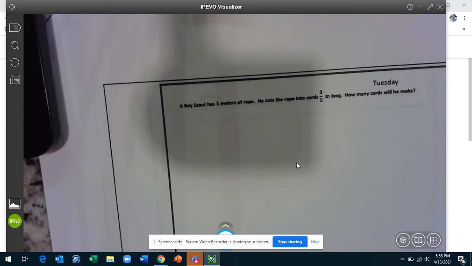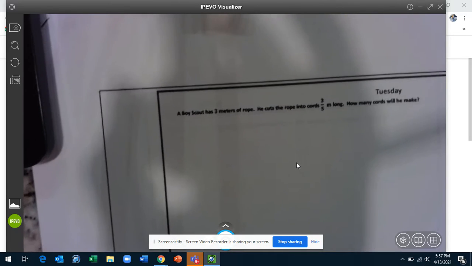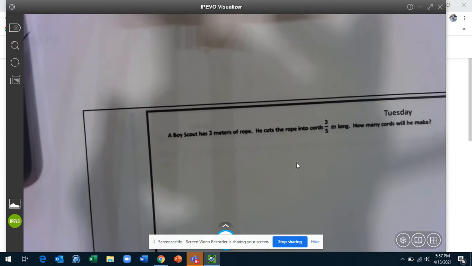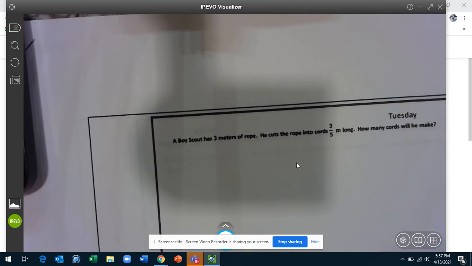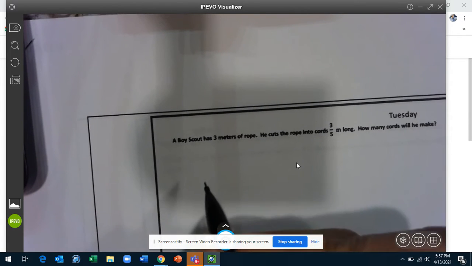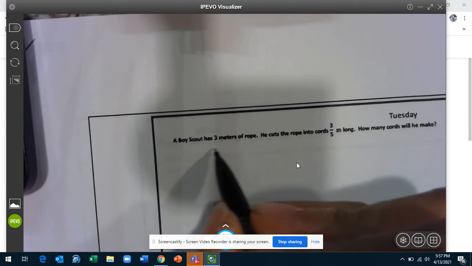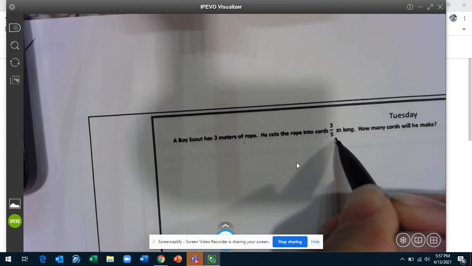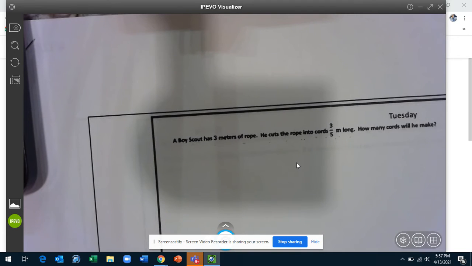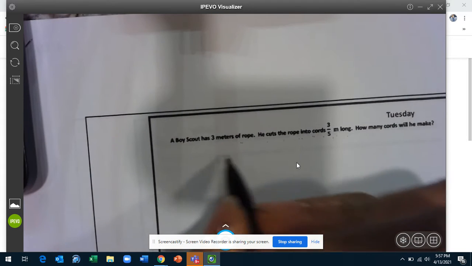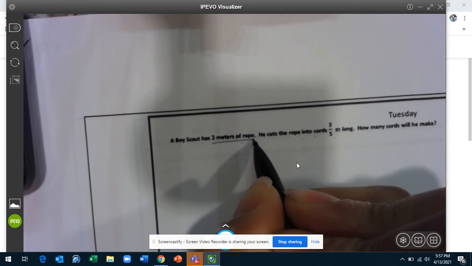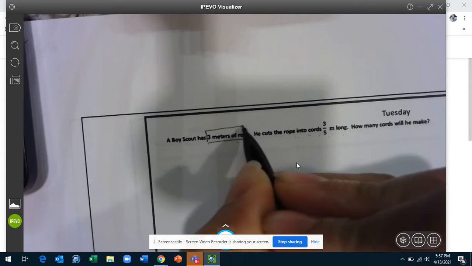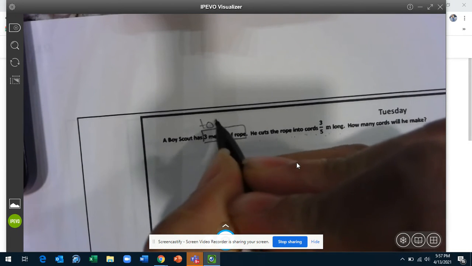All right, so I'm going to explain to you how to solve the questions from earlier. The first thing you want to do is annotate. It says a Boy Scout has 3 meters of rope. He cuts the rope into pieces 3/5 of a meter long. How many cords will he make? So you want to annotate 3 meters of rope. I'm going to go ahead and box that in because this is our total.